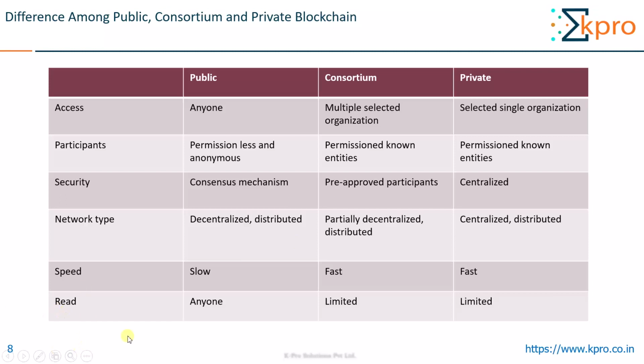Based on read access, in the public blockchain, anyone can access, everyone has the read access. In case of consortium, either both the pre-approved validator nodes and the member nodes can have the read access, or only the pre-approved validator nodes. And in case of private, only the pre-approved validator node has the read access. So these are some of the differences among the public, consortium and private blockchain.